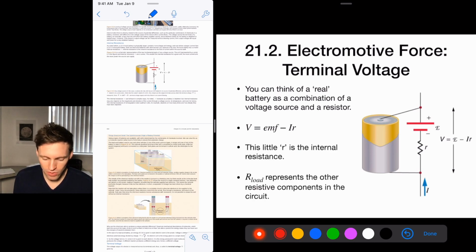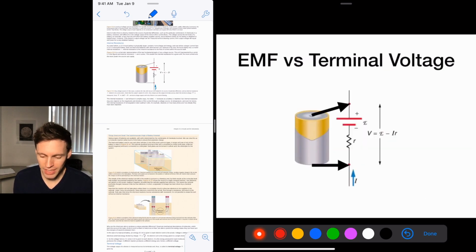There's a term for the rest of the resistors in the circuit, and that's the load, R load. Whenever you see R load, that just refers to the rest of the resistors in the circuit. So this is your battery. It's got 9 volts of source, but then it's imperfect, so it has some resistance.